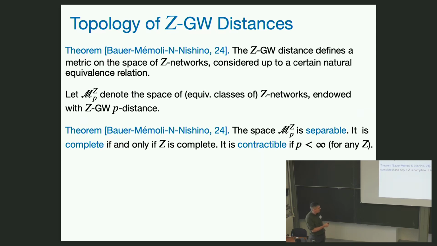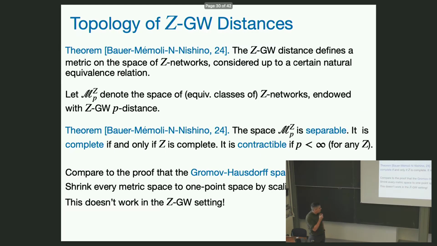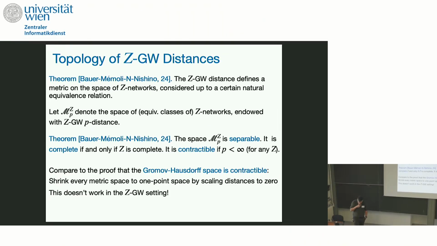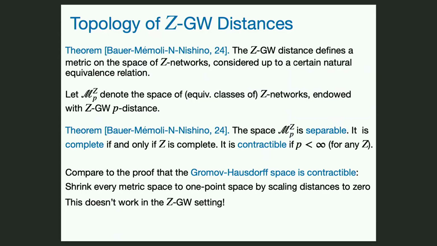The proofs of the first two are relatively straightforward, I would say. The last, not as much. Because if you compare to the Gromov-Hausdorff setting, if you wanted to prove that the space of compact metric spaces, or say the closure of that space with Gromov-Hausdorff distance, is contractible, it's fairly straightforward. You take your compact metric space and just shrink all the distances to 0. You get a pseudo-metric space, which is isomorphic to the one-point metric space. So you can contract everything to the one-point metric space in a straightforward way.